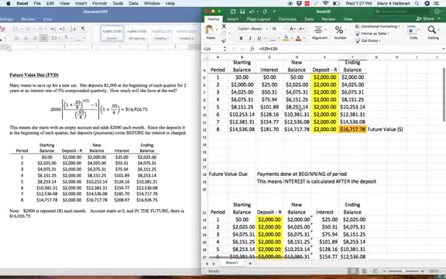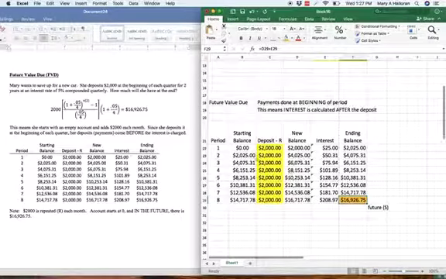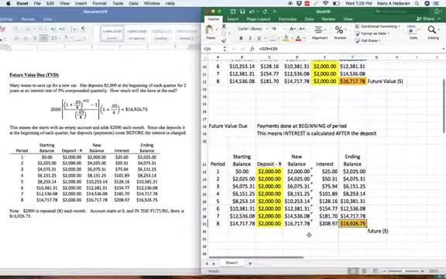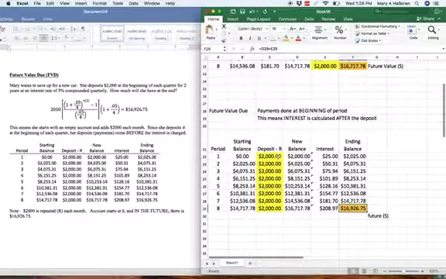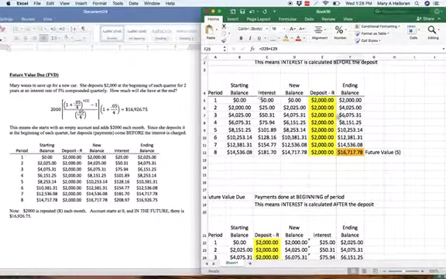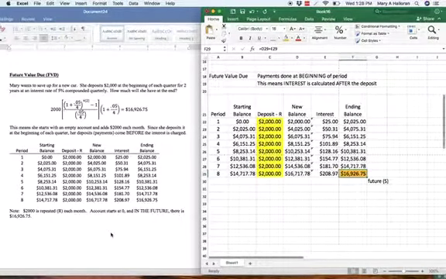Notice with both of these, I start with nothing, I make a bunch of deposits, I end up with a big chunk of money. So both of these are future value. This one's ordinary because the deposits happened at the end. These were due because the deposits were made at the beginning. But this is what the bank would be looking like. This is what you'd be seeing every period with the bank. So these are your future value problems.